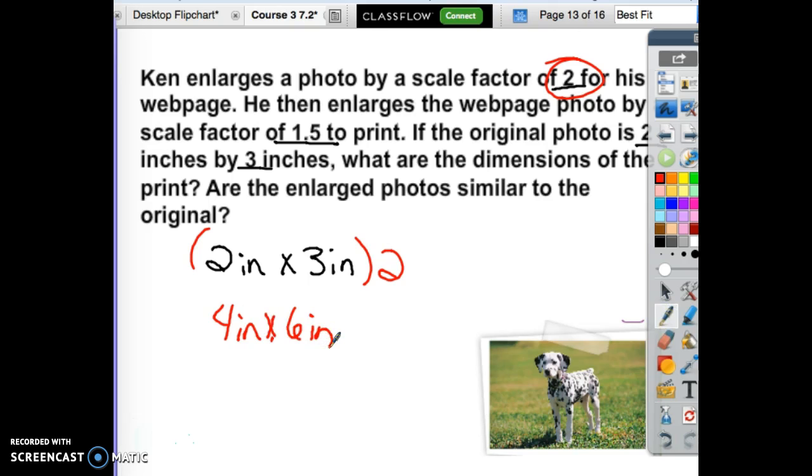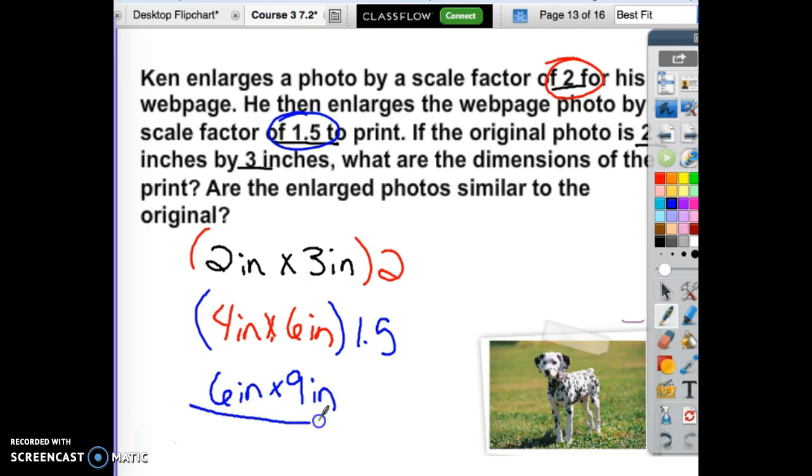Then he needed to increase it by 1.5 for his web page. So I'm going to multiply everything by 1.5. So that should be 6 inches, and that should be 9 inches. So this is the final dimensions on his website, the picture 6 inches by 9 inches. So that's this first question.